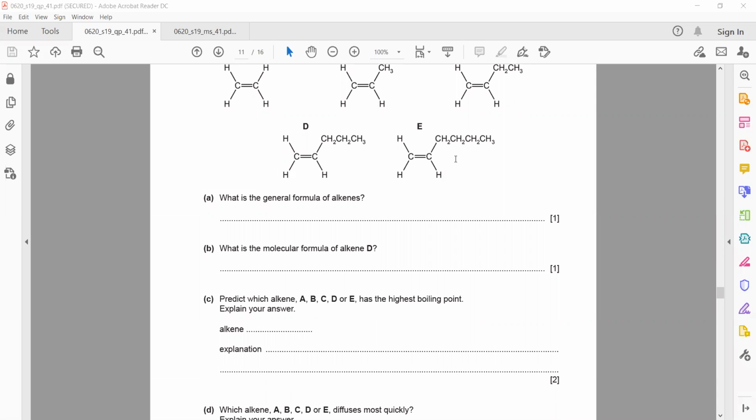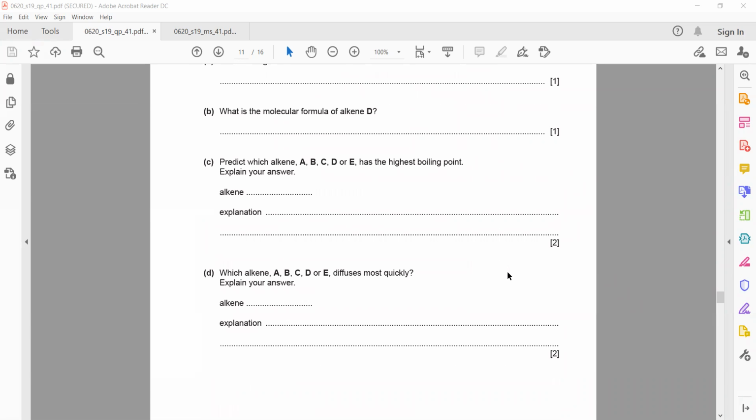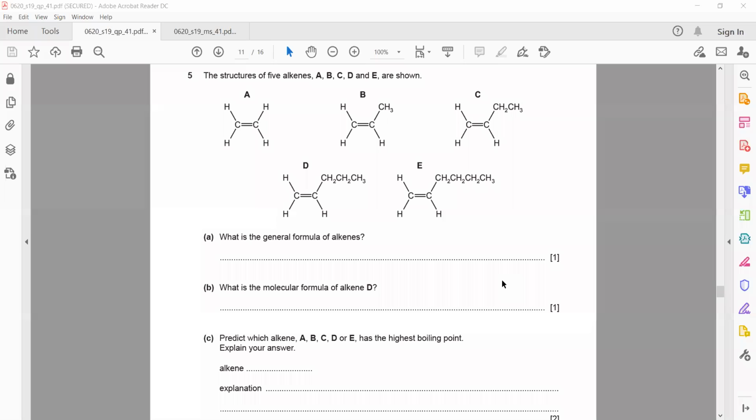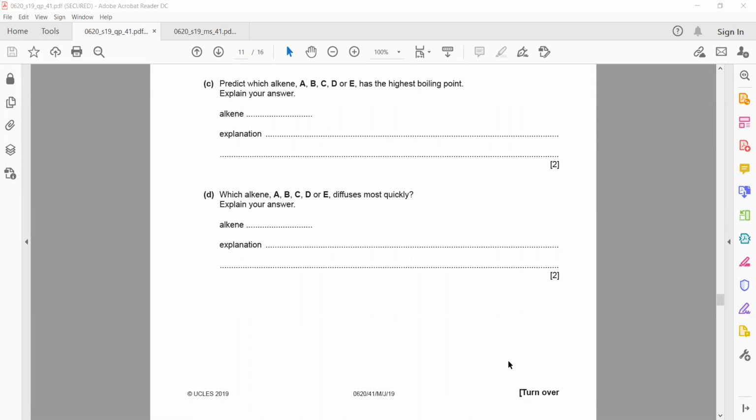Then which alkene A, B, C, D or E diffuses most quickly? Which alkene will diffuse faster? That's related to the first chapter. Diffusion depends on molecular mass. Which one diffuses faster? A is the right answer. And what is the reason? Because it's lighter, or has a small molecular mass.